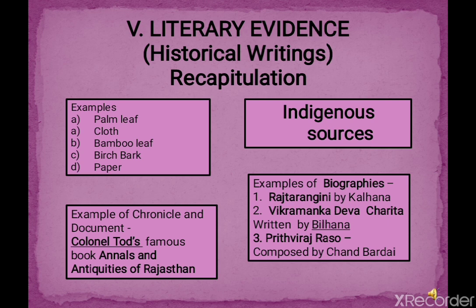Number 1, chronicles or documents. For example, Annals and Antiquities of Rajasthan by Colonel Todd. Number 2, biographies. For example, Raj Tarangini, written by Kalhana. Number 2, Vikramanka Deva Charita, written by Bilhana. Number 3, Prithviraj Raso, written by Chand Bardai.